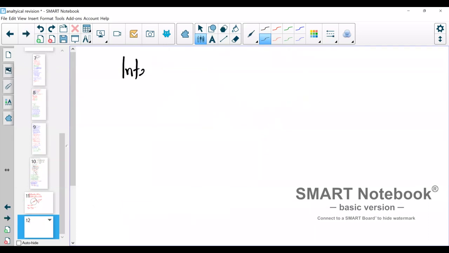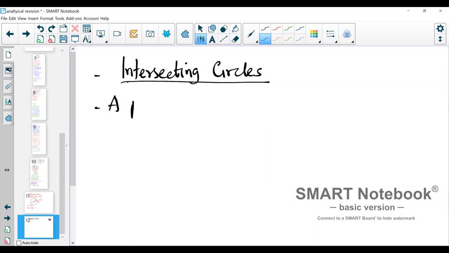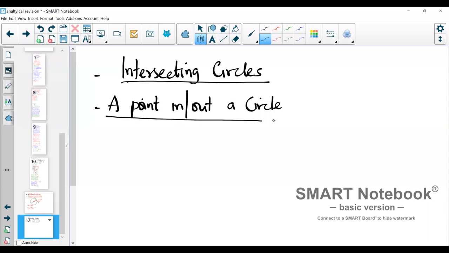Intersecting circles. I want to put two things down. A point in or out of a circle. I want to look at these two very fast. Two things that I want to look at: intersecting circles, and a point in or out of a circle. So let's look at the first one.